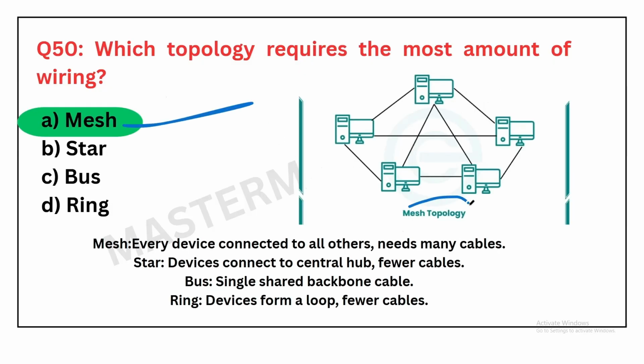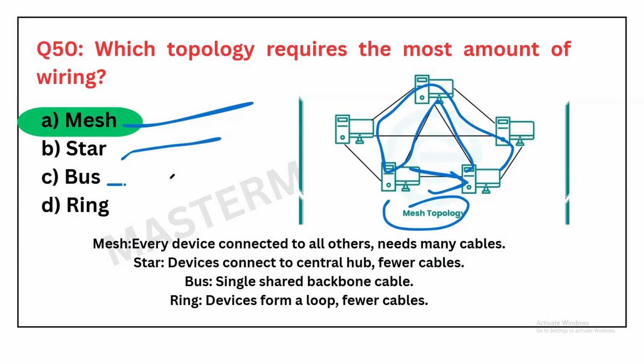In mesh topology, every device is directly connected to all other devices, which requires a large number of cables. Star topology connects devices to a central hub. Bus is a single backbone cable, and a ring connects devices in a loop, all needing fewer cables than mesh.